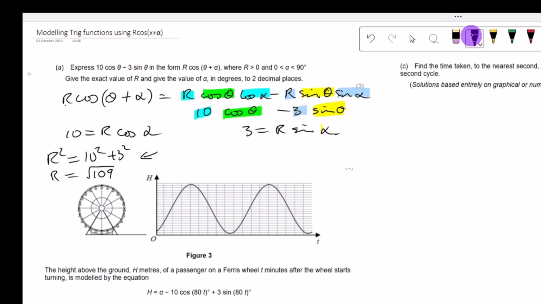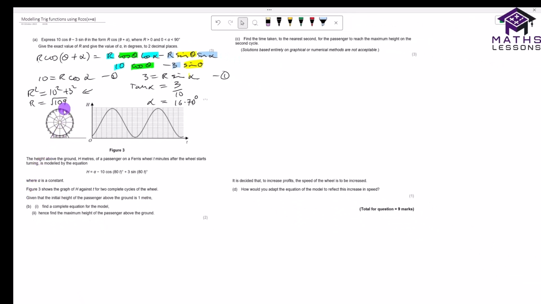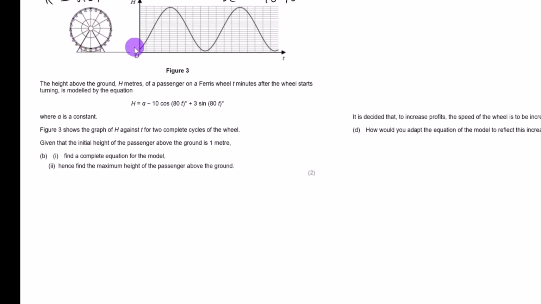Where I would not recommend taking a shortcut is learning off by heart how to find the alpha. Now if we take equation 1 and divide it by equation 2, we'll get tan alpha because we've got sine alpha divided by cos alpha, and the R's will cancel. And then we're going to get the 3 here divided by the 10 here, and therefore we can get alpha as the inverse tan of that, which comes out to be 16.7 degrees.